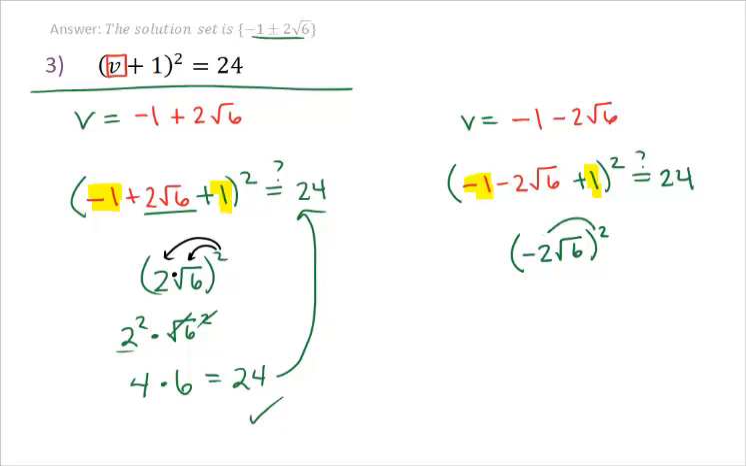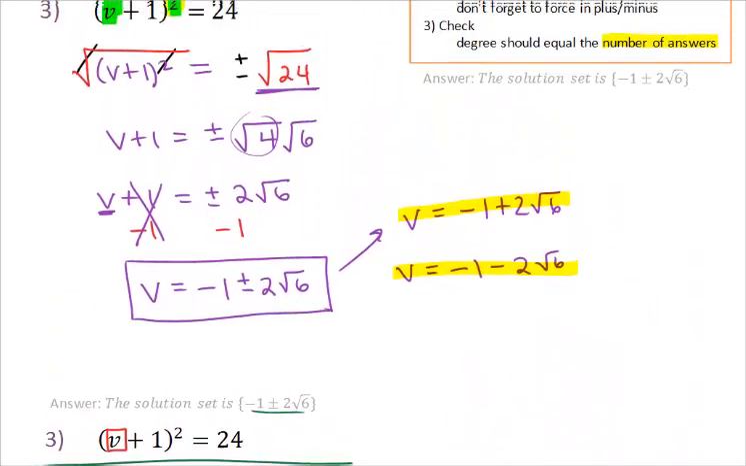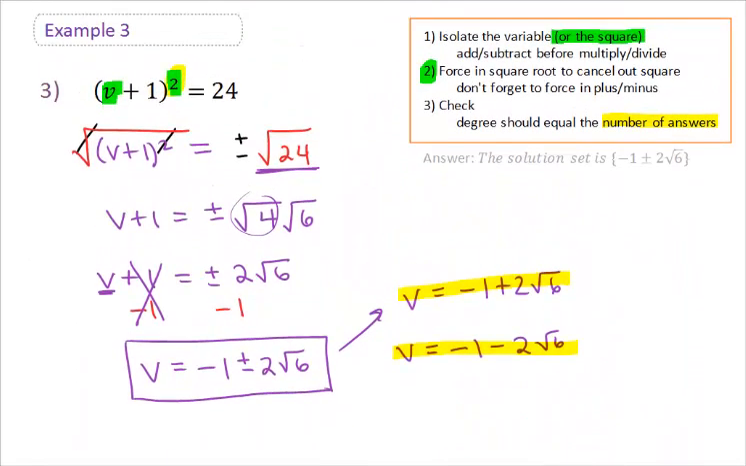So we can distribute this square again. First we have a negative 2 squared, and then we have a root 6 squared. Negative 2 times negative 2 does give me positive 4, and positive 4 times 6 does give me 24. So this solution also checks. So, solving the equation v plus 1 quantity squared equals 24, we have the solutions of negative 1 plus or minus 2 root 6.